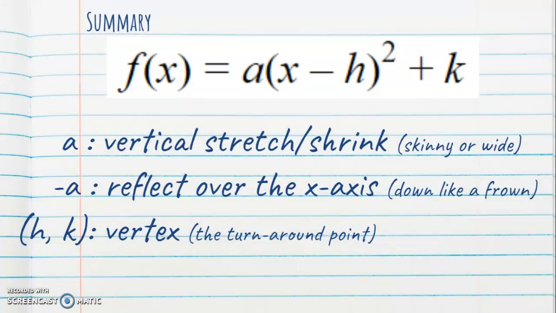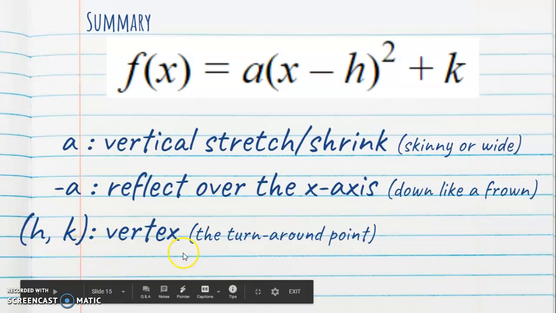All right, so here's a summary for you. Vertical stretch or shrink, that's the A value, makes it skinny or wide. If A is negative, that means it reflects over the x-axis. It makes it down like a frown. And then h and k values are your vertex. That's the turnaround point. All right.